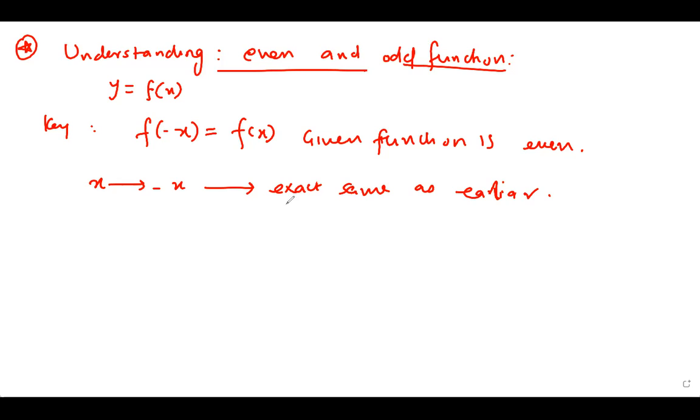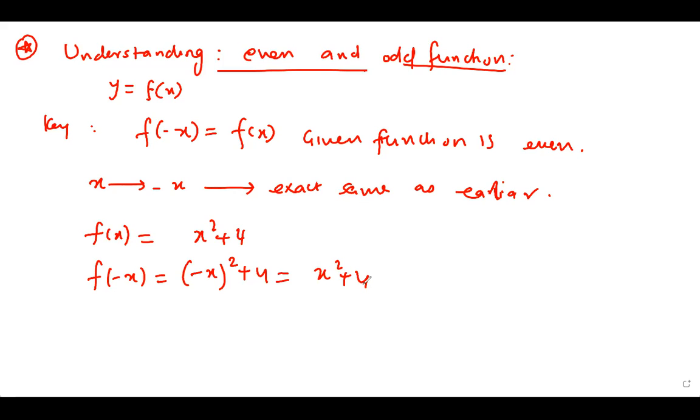okay. So if you get the exact same function, for example, if my function is, let's say, x squared plus 4. Now here if I replace x with minus x, so if I find f of minus x, it will be negative x the whole squared plus 4, which is x squared plus 4 itself. Now you can see that it's exactly the same function. So it is an even function.